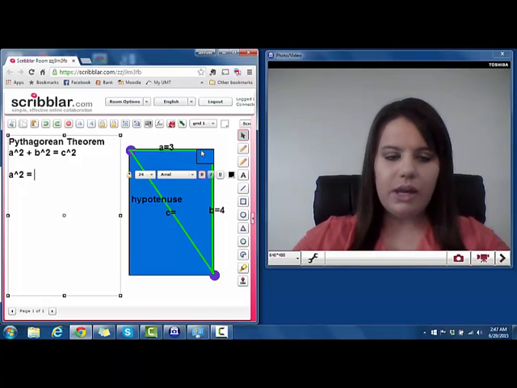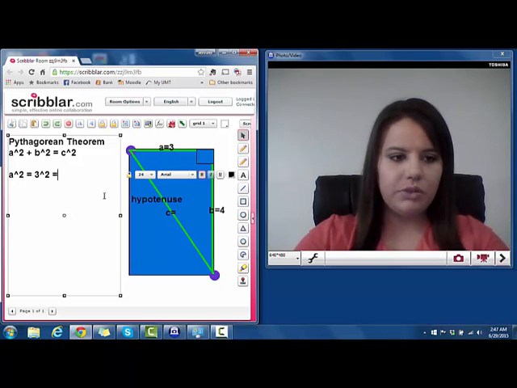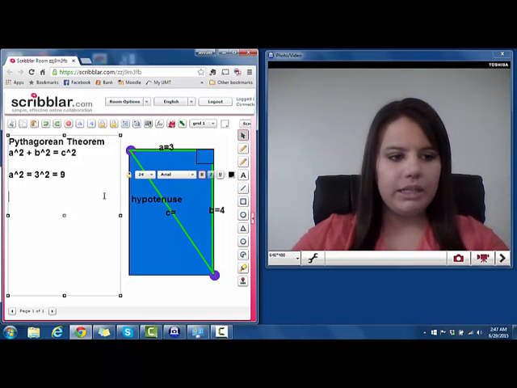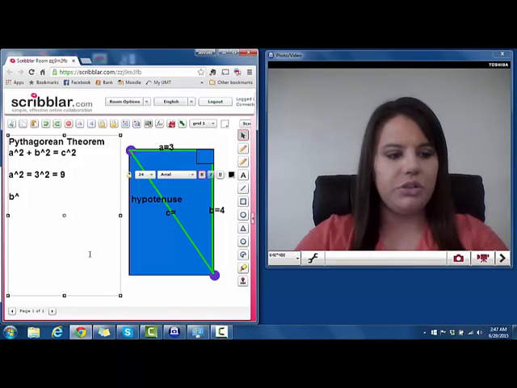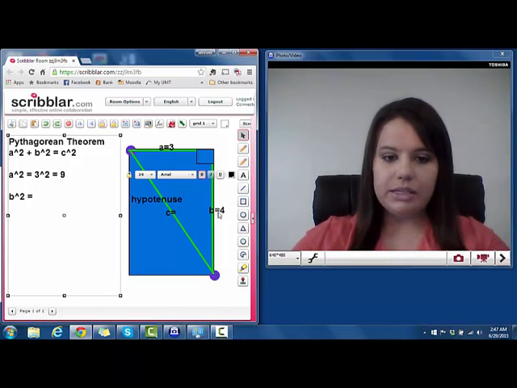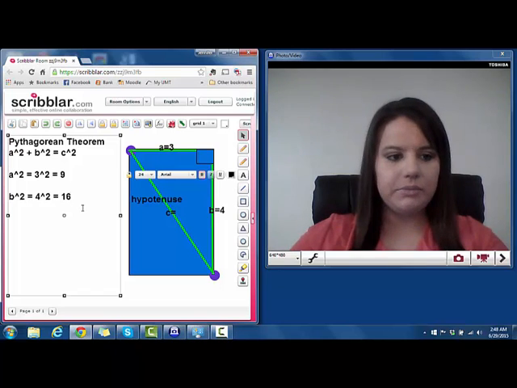So we're going to use the value of a, which is equal to 3, and we're going to square it, or multiply it by itself. So 3 times 3, or 3 squared, is equal to 9. Next, we're going to do the same procedure to find the value of b squared. So we know the value of b is equal to 4. So 4 squared, or 4 times 4, is equal to 16.